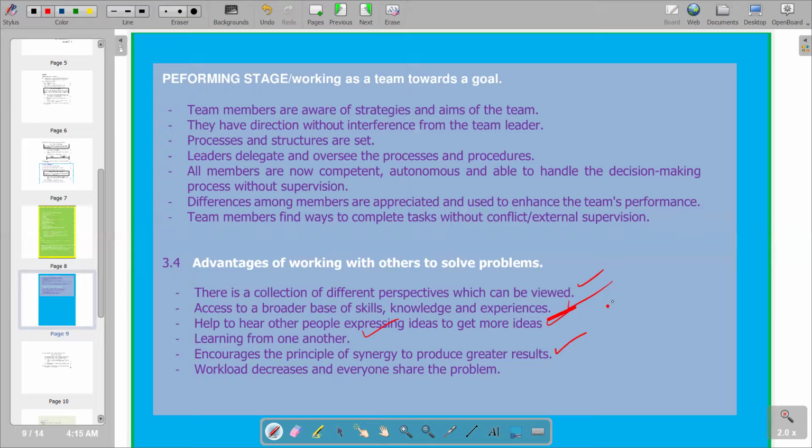We also have a last point saying workload decreases and everyone shares the problem. Obviously, we are going to share the problem, and it's not going to be a burden on one person, and that becomes an advantage of working with others to solve problems. So this is the last point that we have on the last question.